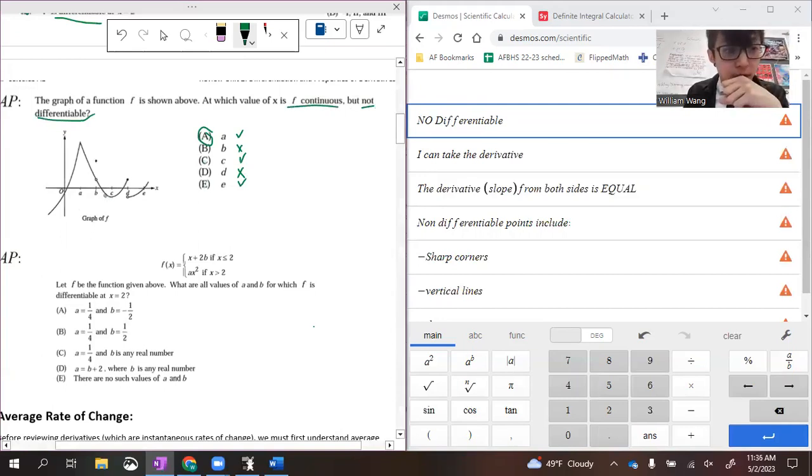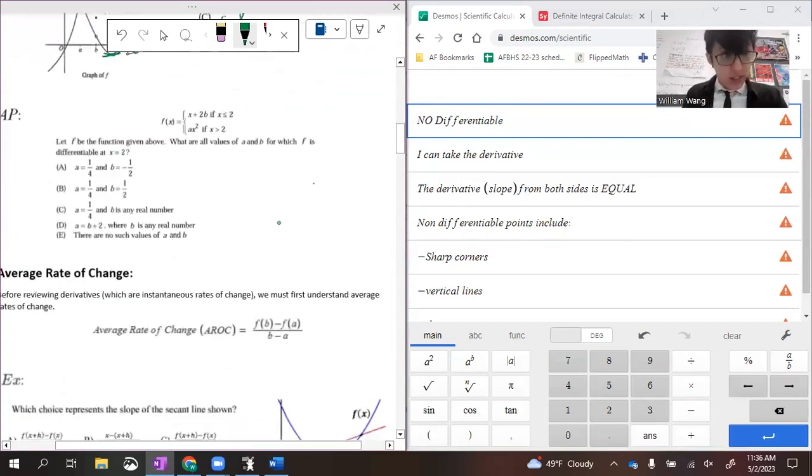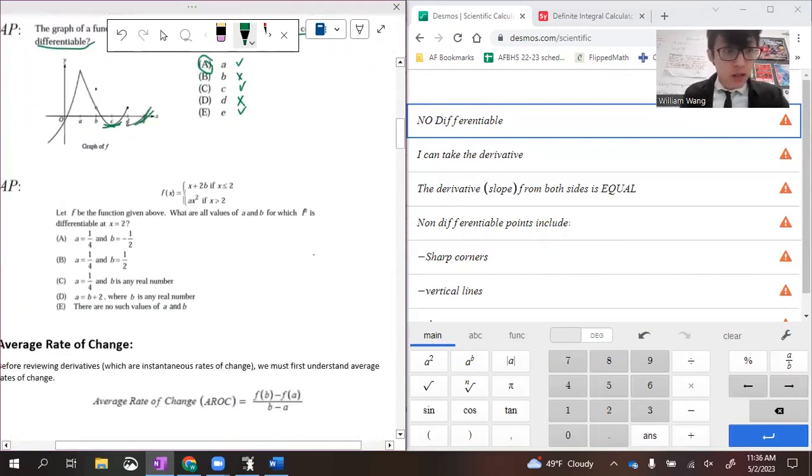All right, let's just check C and E. Well, C is differentiable. You see from both sides, the slope begins to be the same, right? From both sides, the slope starts to look like this. It is a smooth curve, so it makes sense that the slopes are the same. And E, the same deal. It is a smooth curve, so from both sides, the slope starts to be the same. All right, that's our answer choice for that.